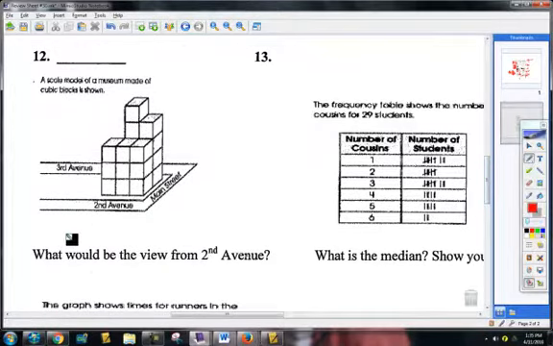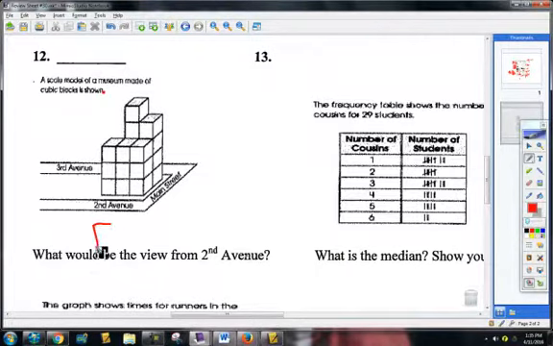Here, we haven't really done a whole lot of these this year. Kind of got taken out of 6th grade, but it's always a good thing, we're getting ready to go into 3D geometry in chapter 12, so we're going to start getting you to be able to visualize these things, okay? So a scale model of a museum made of cubic blocks is shown. What would the view be from 2nd Avenue? So basically, we're asking you to draw it, okay?